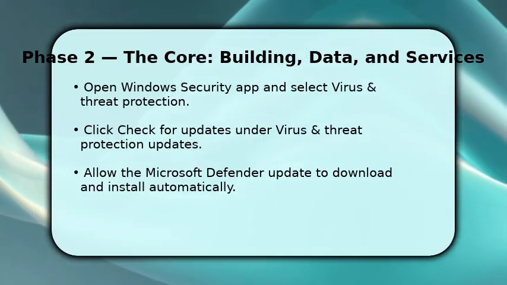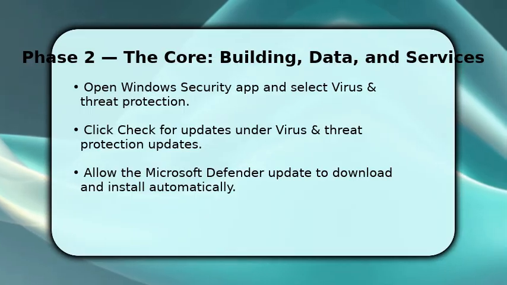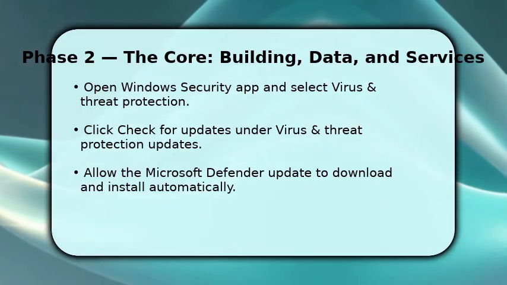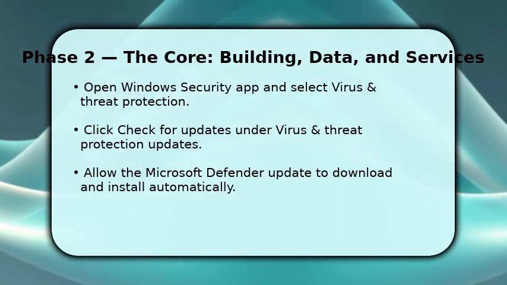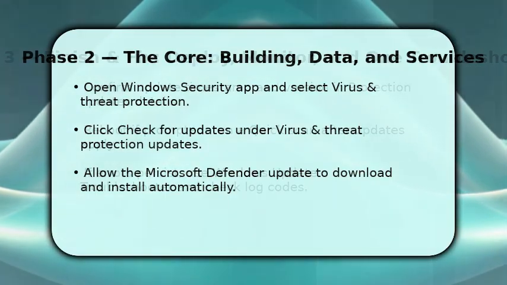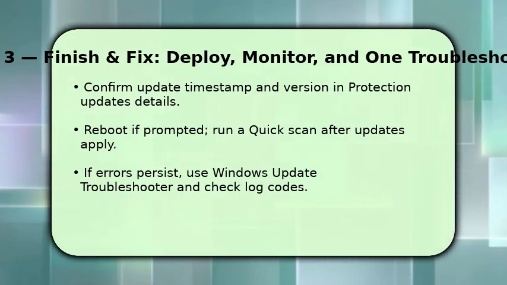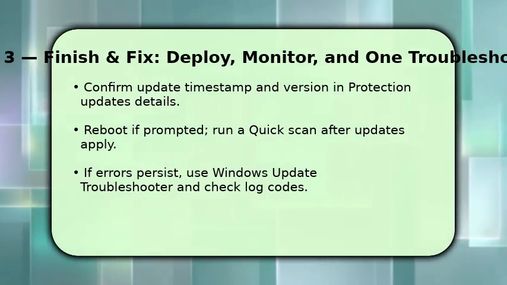If progress stalls, toggle the update settings to use Microsoft Update for other products and retry. Make sure Windows Update itself is current. Defender updates rely on a healthy update chain. You finish by confirming the Protection Updates pane shows the newest timestamp and version.